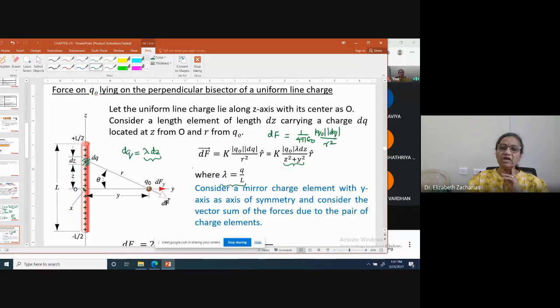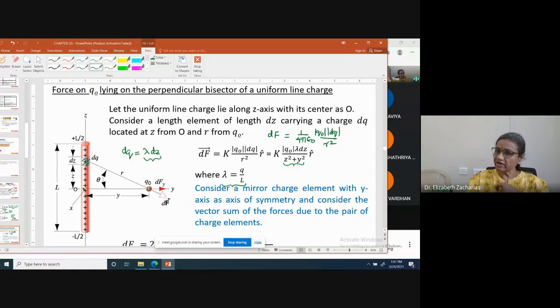And you must note that I am putting modulus there. And my force is a vector. I have to give a direction to my df vector. Let's assume that Q naught is positive and the line charge is also positive. Let both of them be positive. So what will be the direction of df then? And please draw the arrow on Q naught because you are talking about what Q naught is going to experience.